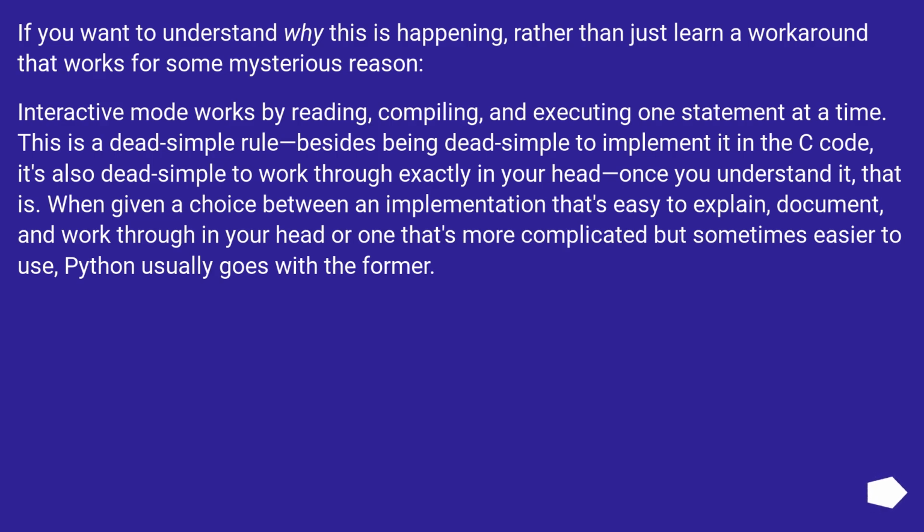If you want to understand why this is happening, rather than just learn a workaround that works for some mysterious reason: interactive mode works by reading, compiling, and executing one statement at a time. This is a dead simple rule. Besides being dead simple to implement in the C code, it's also dead simple to work through exactly in your head, once you understand it, that is. When given a choice between an implementation that's easy to explain, document, and work through in your head, or one that's more complicated but sometimes easier to use, Python usually goes with the former.